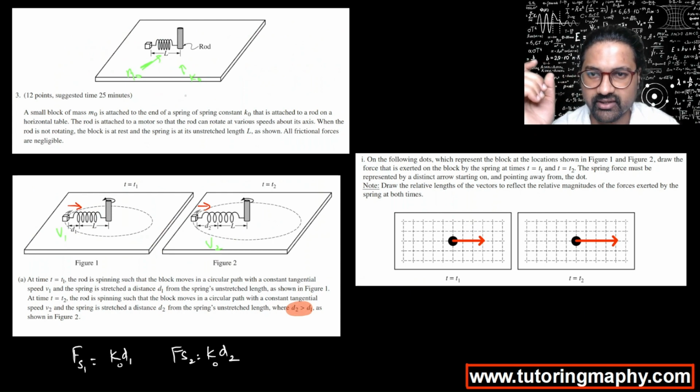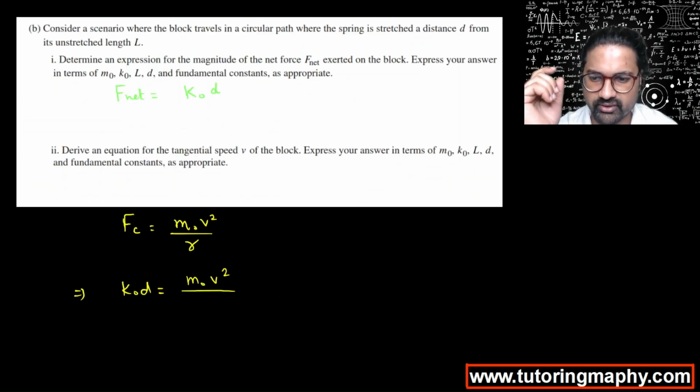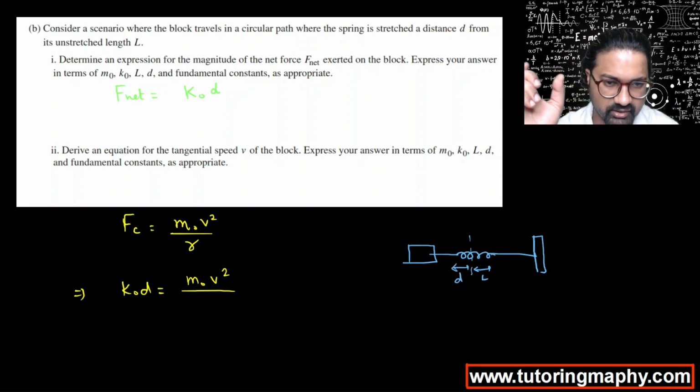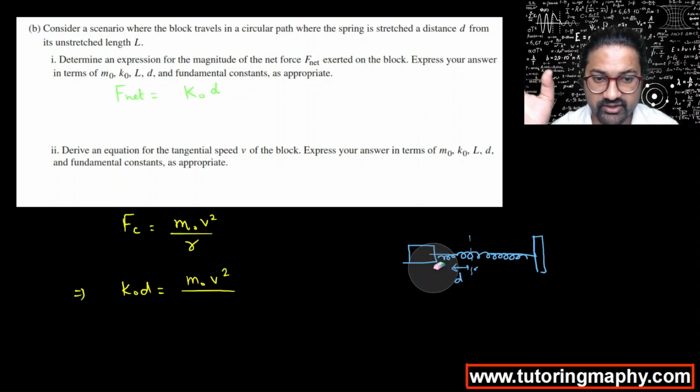careful, r is nothing but, in fact I can draw a new image over here rather than going back and forth. This is the mass, this is the spring, this is where it is being connected to a rod. Remember that its natural length is L and the stretch is D. So the radius will be the sum of D and L, right? The total length. So this is what we have to be careful about, that this should be D plus L.